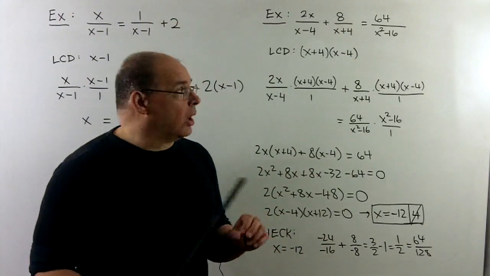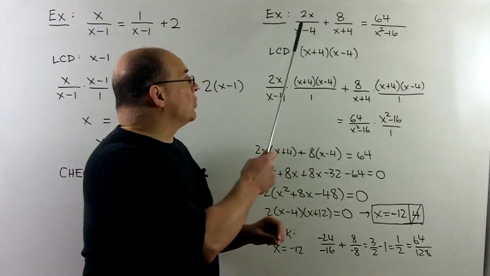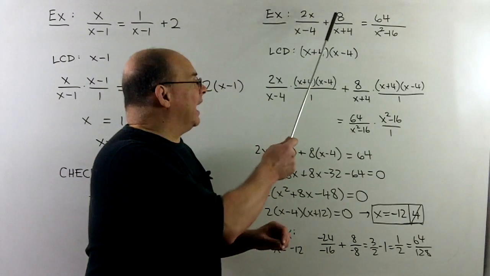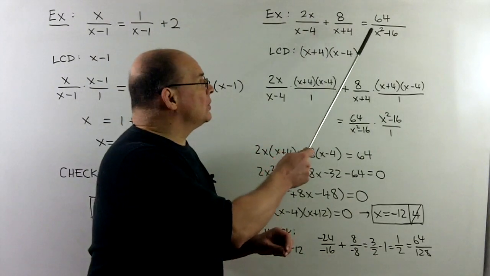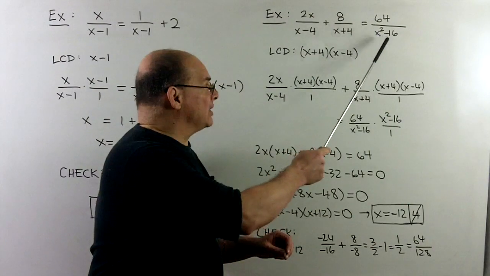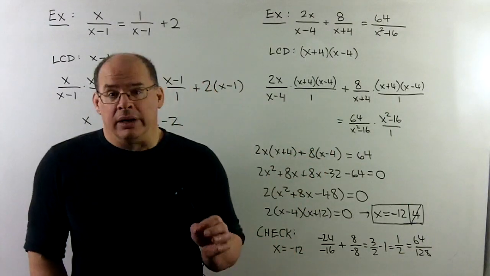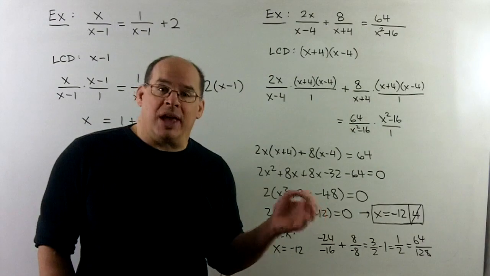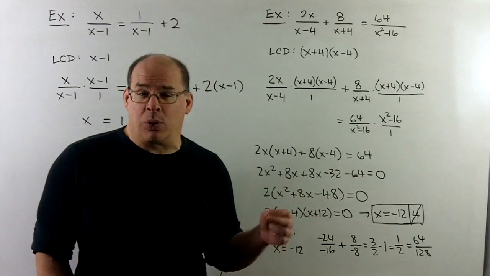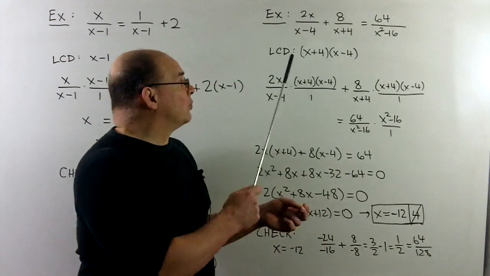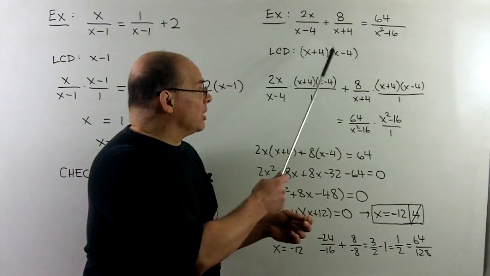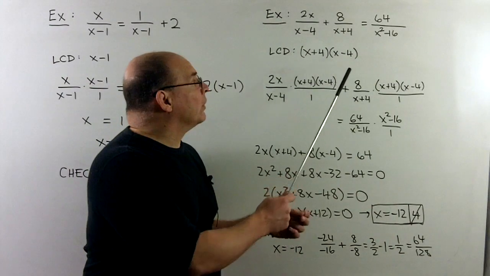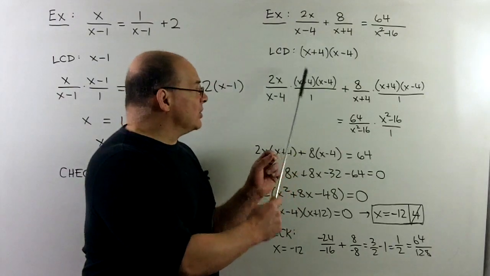Example with a little bit more going on. Let's try 2x over x minus 4 plus 8 over x plus 4 equal to 64 over x squared minus 16. Now, we have a difference of 2 squares. The x squared minus 16 is x plus 4, x minus 4. So for the LCD, we only need the x plus 4, x minus 4. We multiply through by the LCD over 1.